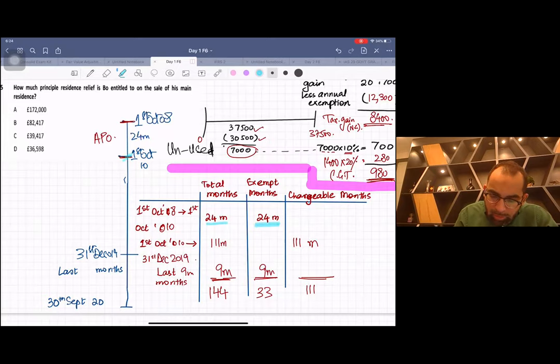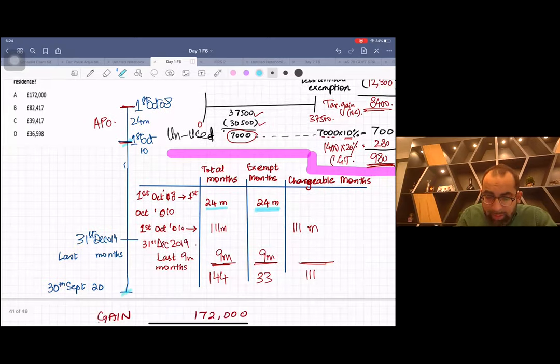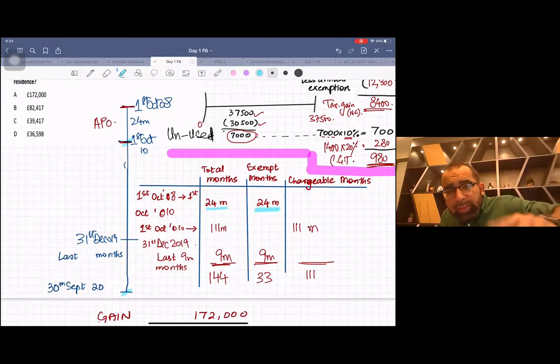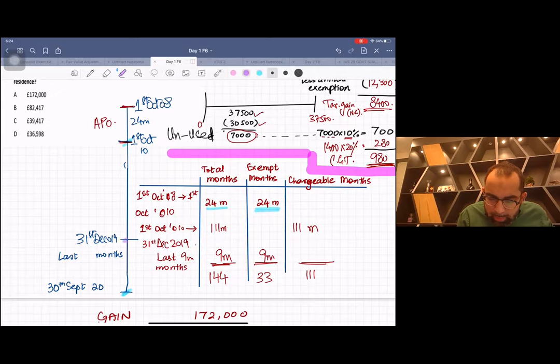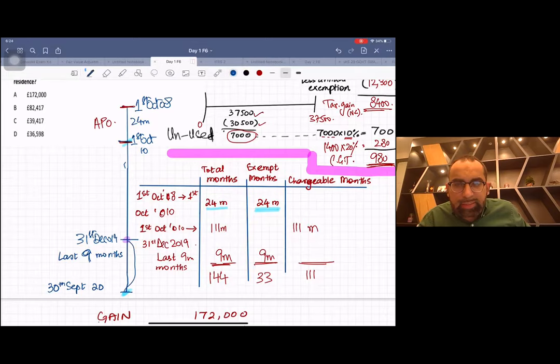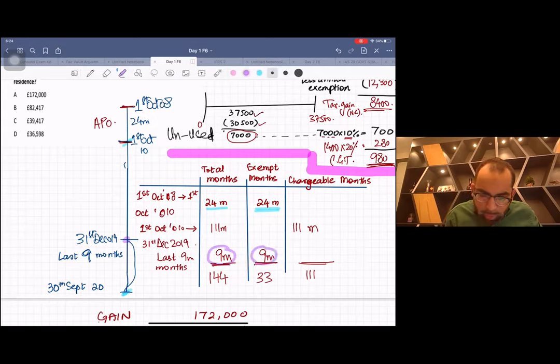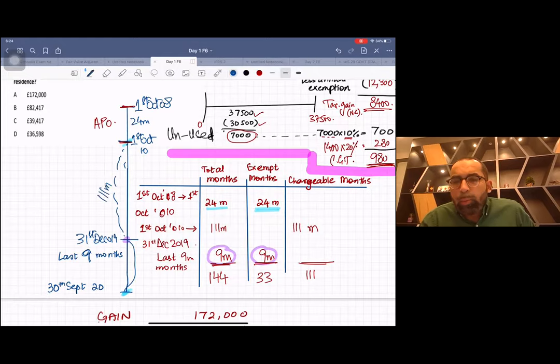Then from 1st October 2010 to 30th September 2020 is the continuous absence period, so it must be chargeable. But 30th September 2020 is the disposal date, so you will separate the last 9 months. These last 9 months are also exempt. So what is the chargeable area? From this area to this area, hope you can do your counting yourself. These are 111 months.